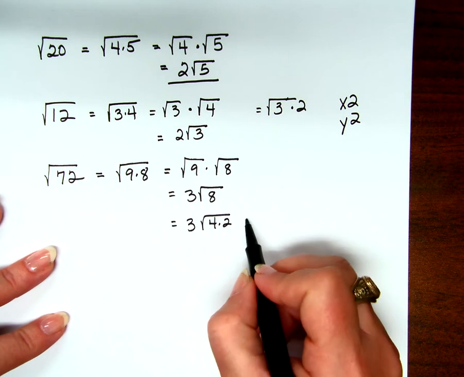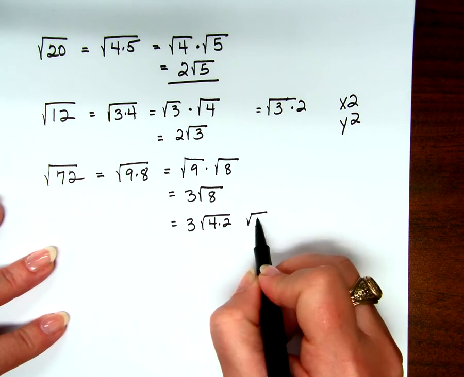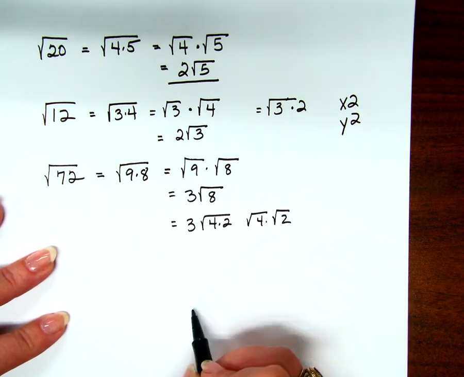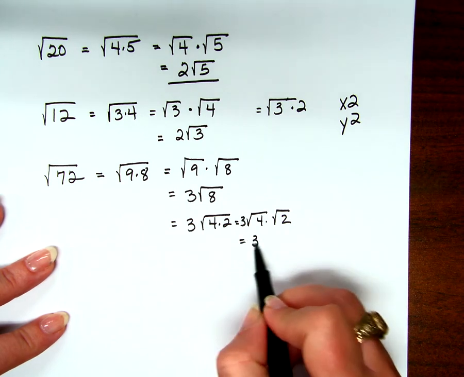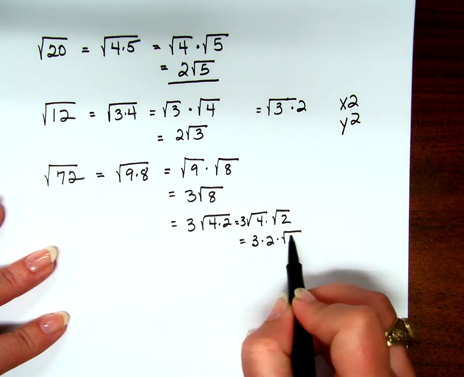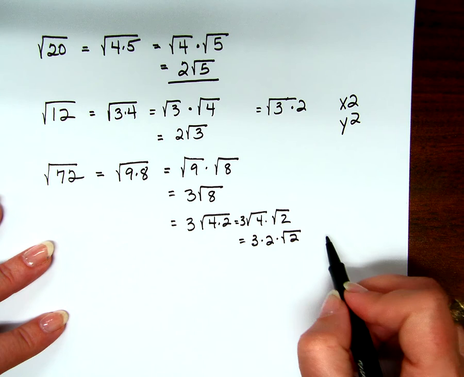Which also breaks apart like this. But we still have this 3 in the front, right? So this is really 3 times 2 times the square root of 2, isn't it? Which equals what?